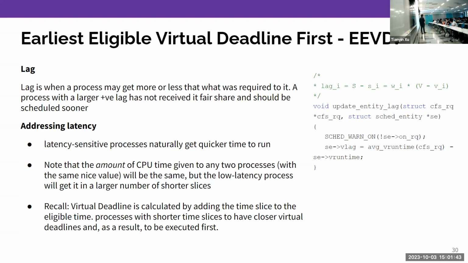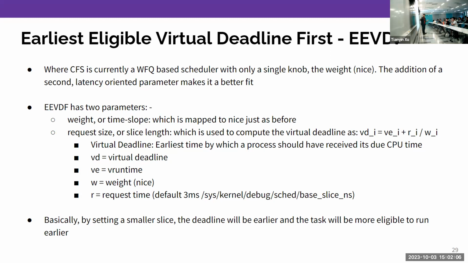Can you explain that first bullet point, how latency sensitive processes naturally get a quicker time to run? Sure. The whole point about latency sensitive tasks getting a quicker time to run is by introducing this whole concept of deadlines, right? The idea is that if we have a smaller slice, for example, if you look at this virtual deadline function, basically what it says is that this is the earliest time by which your process should receive CPU time. So we're introducing this new metric, and we're calculating this virtual deadline using the request slice length. And when a smaller time slice is set, that determines how soon your next task should actually be scheduled. Right?